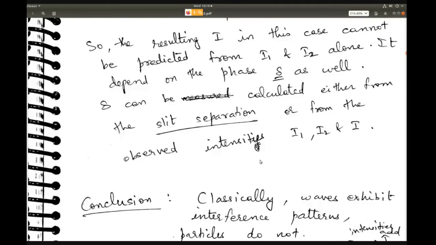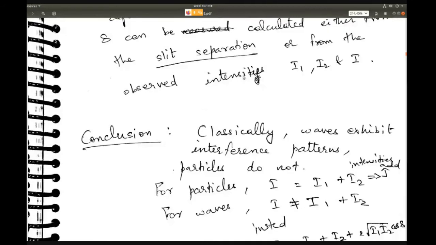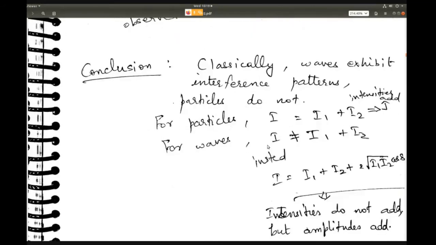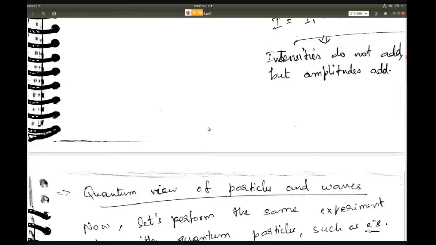Okay, so this is the case for classical particles and waves. For classical particles, I is nothing but I1 plus I2, and for waves, it is not equal to I1 plus I2, but it is equal to I1 plus I2 plus 2 root of I1 I2 cos delta. So this is the takeaway here.